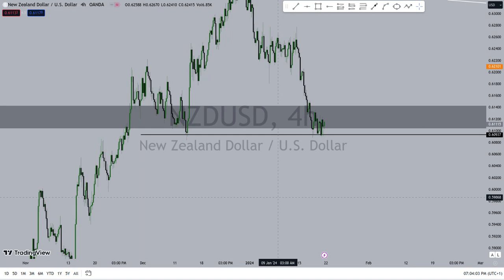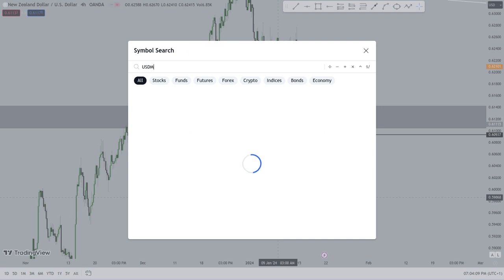The next on our list here is USD, the US dollar against the Mexican peso.